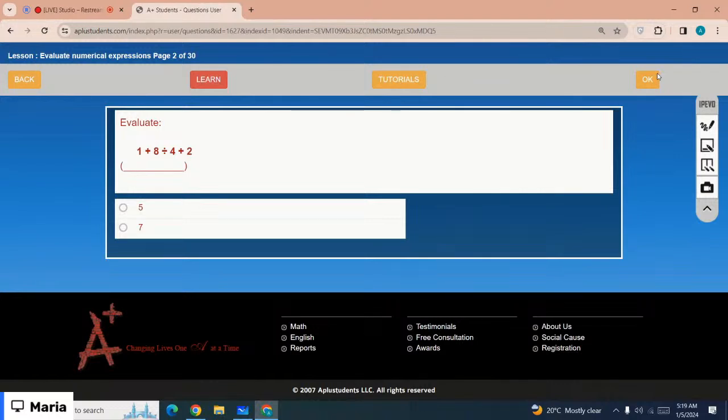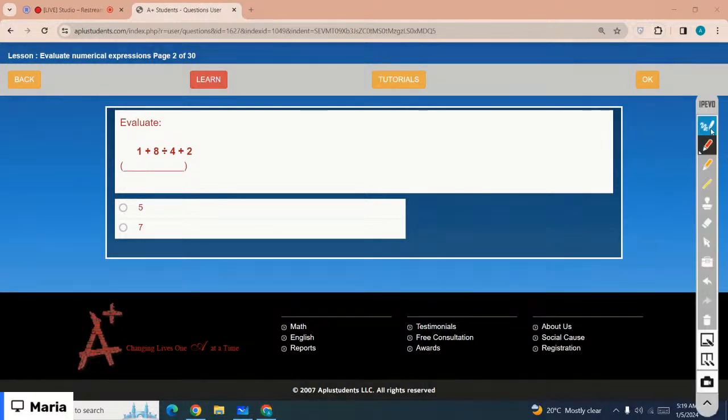So going from left to right, the first thing you have to do is divide. You have to divide 8 by 4. So 4 times 2 is 8. You need to perform the division first because division has the higher priority. So 8 divided by 4 is 2. That is 1 plus 2 plus 2. You now have all additions, so just simply add. When you add, the answer is 5. The correct option is 5. Got it?